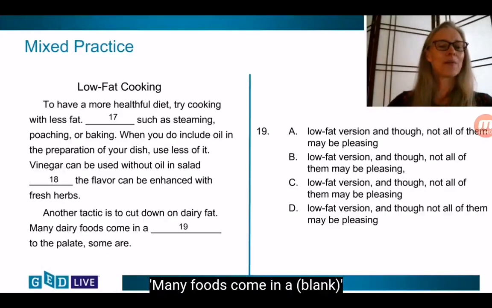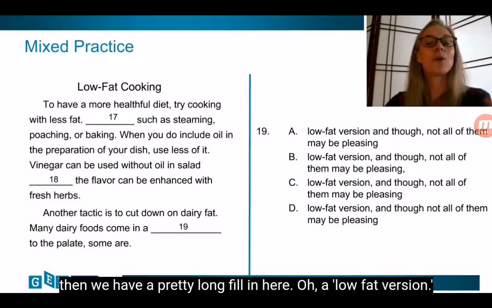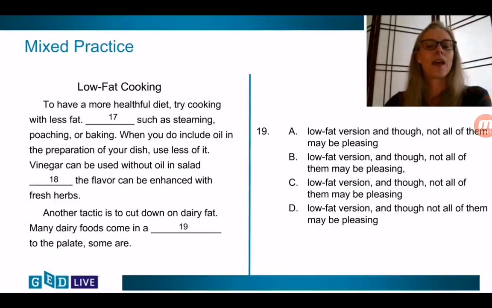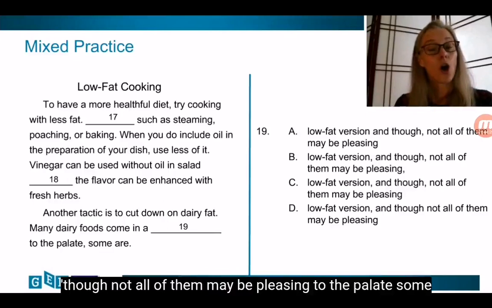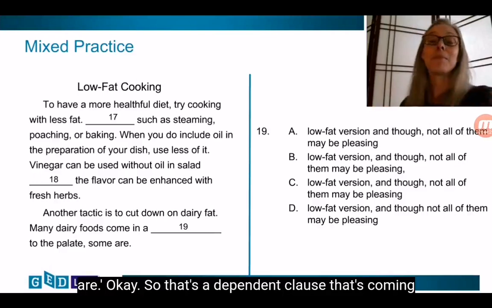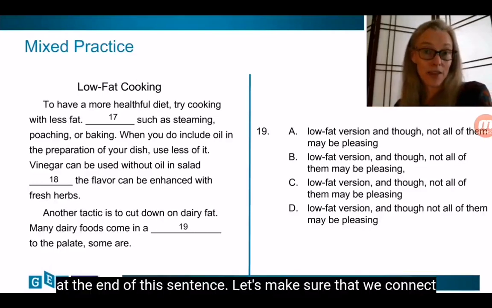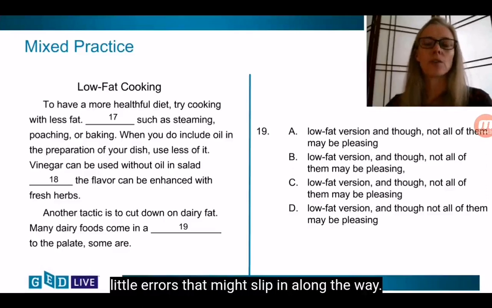Many foods come in a blank. Ooh, then we have a pretty long fill-in here. A low-fat version. Then we see "and though." So we've got a connector issue here. Though not all of them may be pleasing to the palate, some are. Okay, so that's a dependent clause that's coming at the end of this sentence. Let's make sure that we connect the clauses up correctly and keep an eye on any other little errors that might slip in along the way.